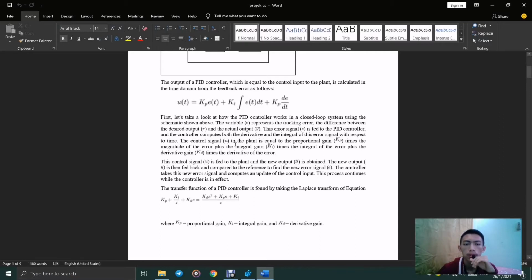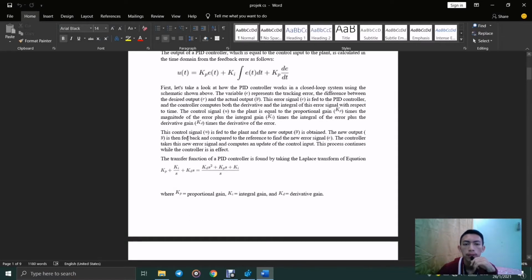The control signal u to the plant is equal to the proportional gain Kp times the magnitude of the error, plus the integral gain Ki times the integral of the error, plus the derivative gain Kd times the derivative of the error. This control signal u is fed to the plant, and the new output y is obtained. The new output y is then fed back and compared to the reference to find the new error signal, which is e.